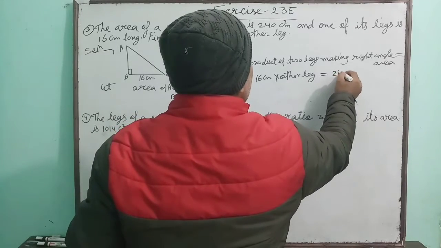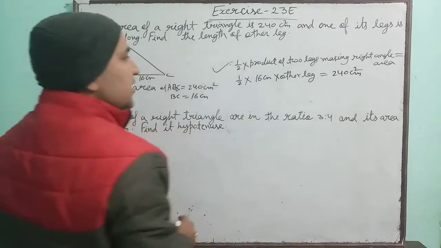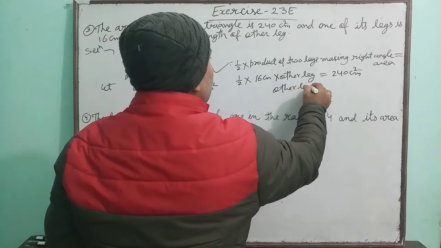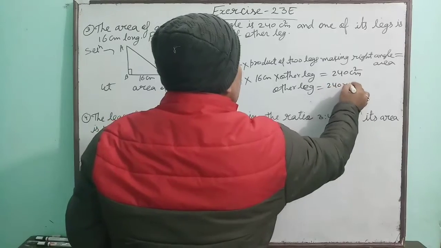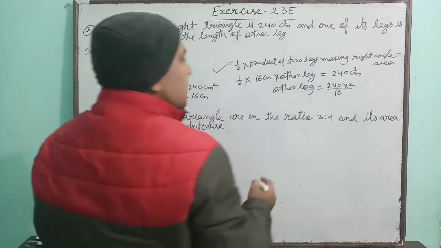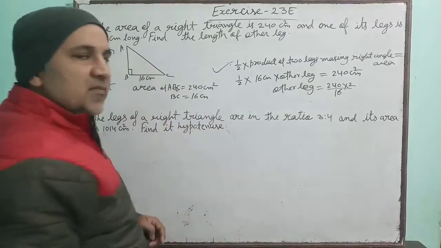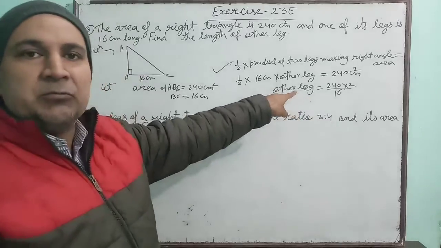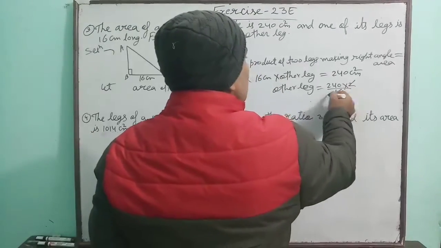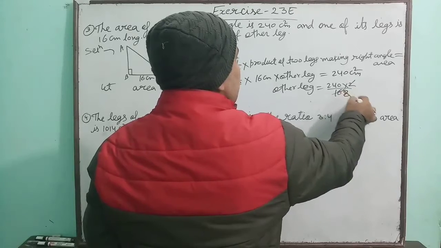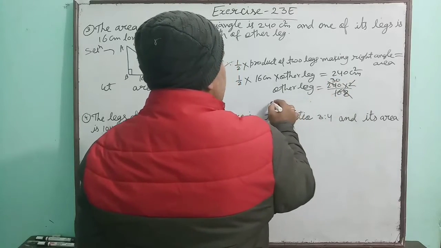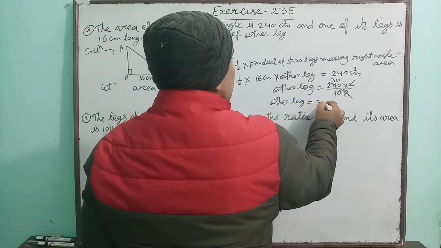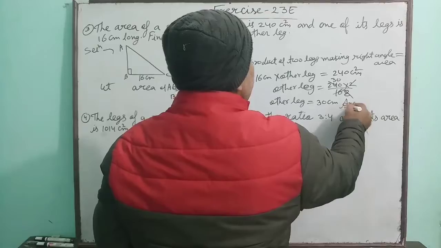Other leg is equal to 240 centimeter square. Therefore, other leg will be 240 into 2 upon 16. Is this clear? 2 is cross multiplied with 240 and 16 is dividing 240. Now solve and get your answer. 2 dividing 16 by 8 times, 8 dividing 240 by 30 times. That means the length of other leg is equal to 30 centimeter.